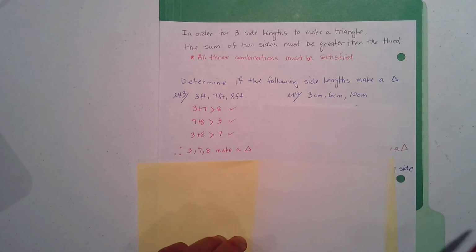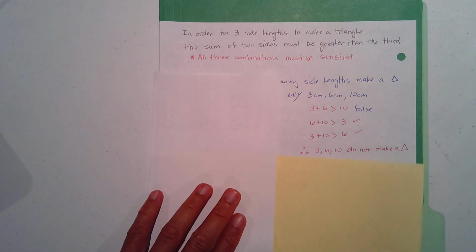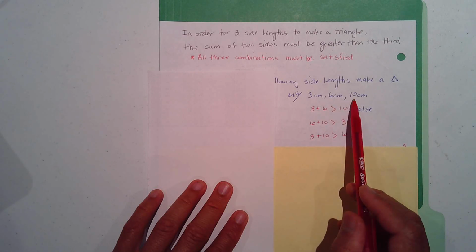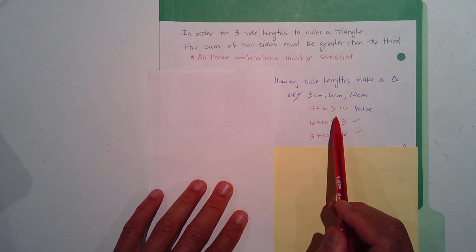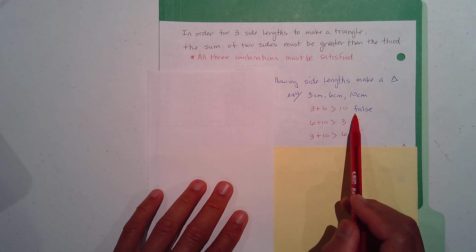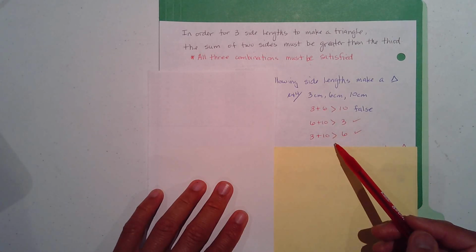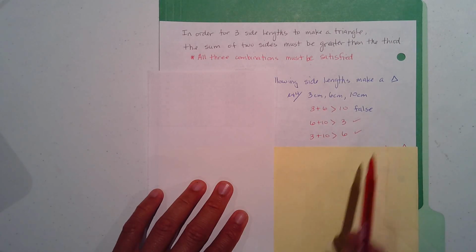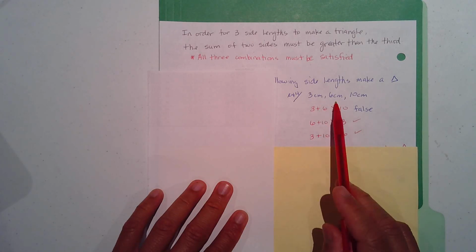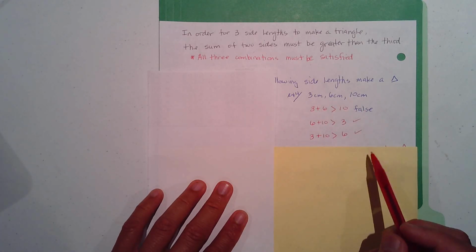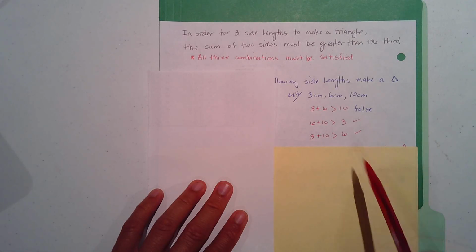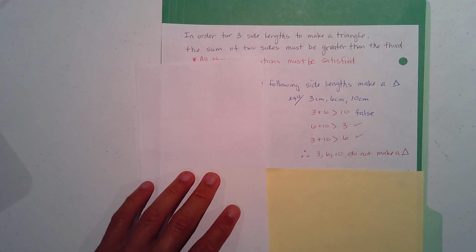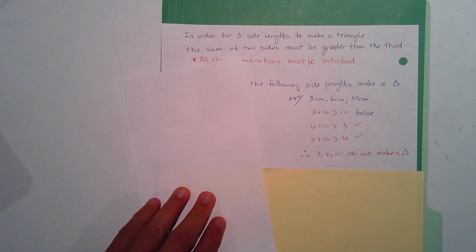Let's try number 2. Example 4. So 3 cm, 6 cm, 10 centimeters. 3 plus 6, is that greater than 10? False. I just checked the other two. They are both true. But since this one is false, and we have to check all three combinations, one combination was false. Therefore, 3, 6, 10 do not make a triangle.